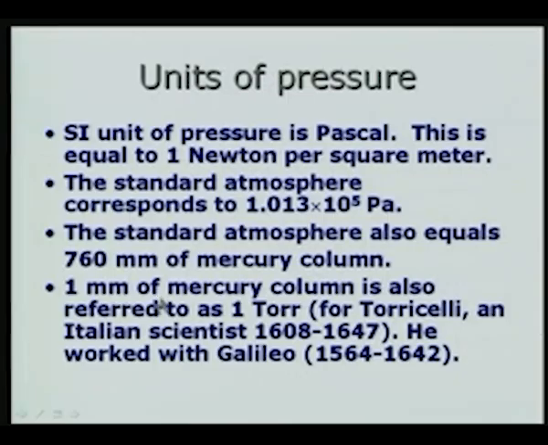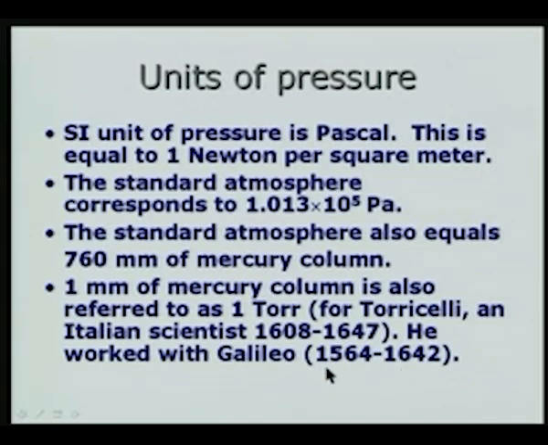So, 1 millimeter of mercury column is also referred to as 1 torr. Torr is named after Torricelli, an Italian scientist who lived in the 17th century, 1608 to 1647. He worked with Galileo. He was in fact an assistant to Galileo, who lived from 1564 to 1642.